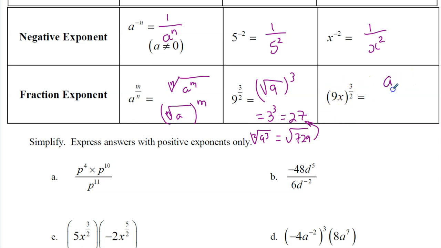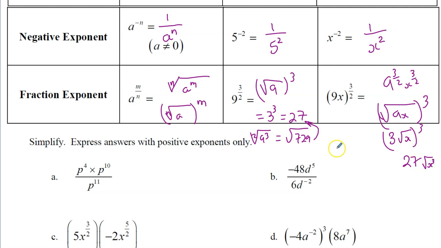And this is a product, so it's going to be 9 to the 3 halves x to the 3 halves, right? Or do the square root of 9x, all cubed. I'm going to simplify it. It's the square root of 9, which would be 3, times the square root of x, cubed, or 27, right? Which we already know from here. 9 to the 3 halves is 27. And then the square root of x cubed.